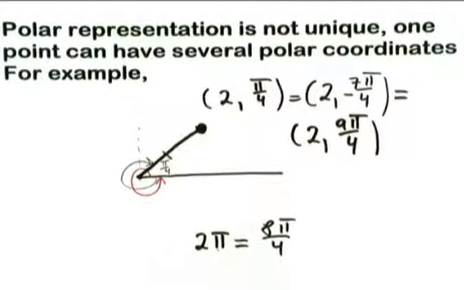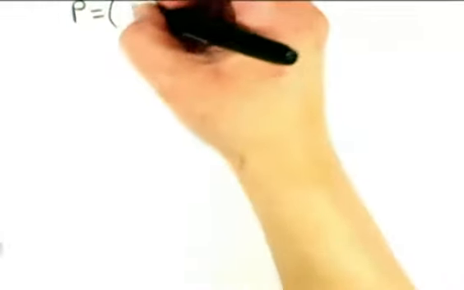So that means that the representation is not unique. One point has several coordinates, can have different coordinates. So now we have an example. We can look also at another example. For example, if I have that point has polar coordinates -2 and pi over 4. So let's try to plot it.